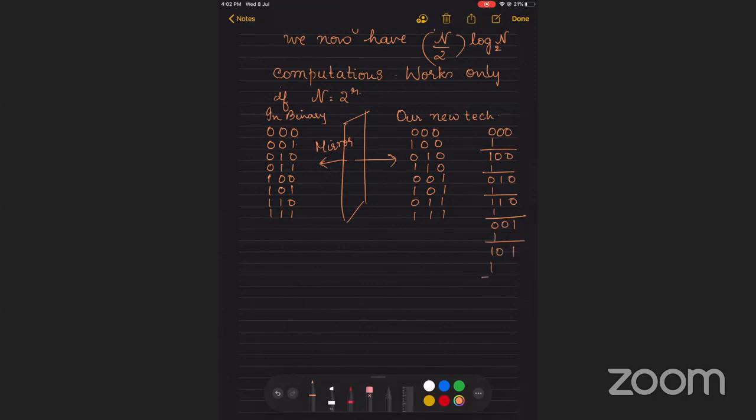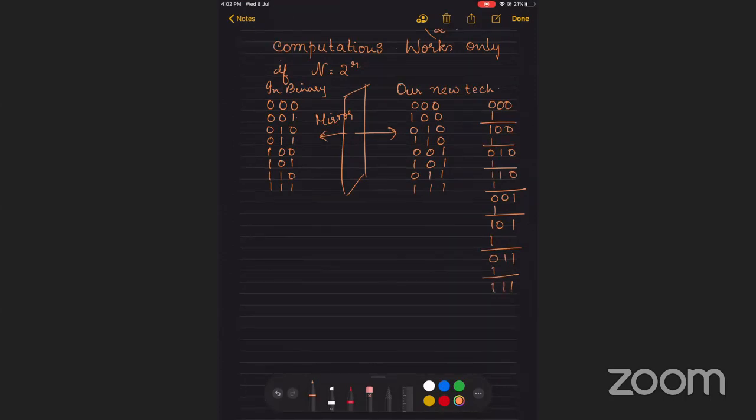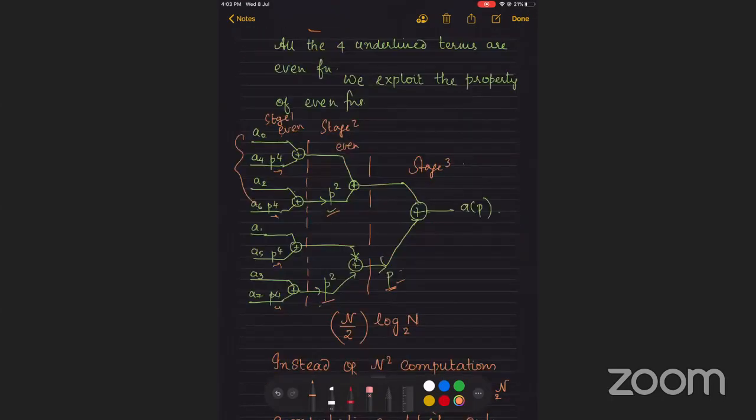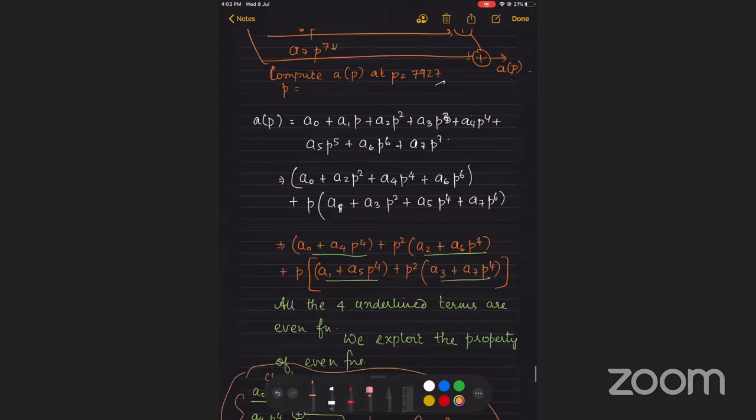I add a 1 here, I get 0, 1, 1. I add a 1 here, I get 1, 1, 1. Okay, this is what we call this bit reversed way of doing our fast Fourier transform. Now, let us take up this entire green thing, whatever we have had. Let us see how it is applied to our FFT.